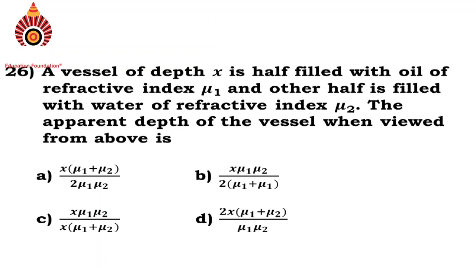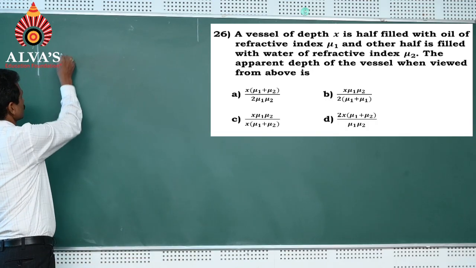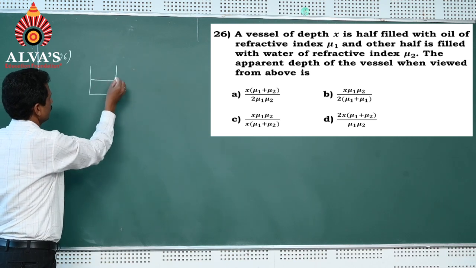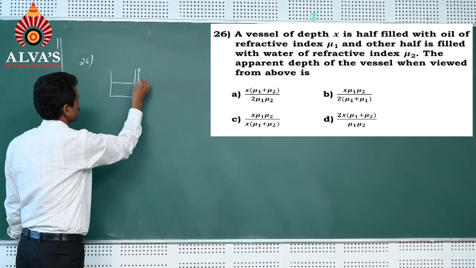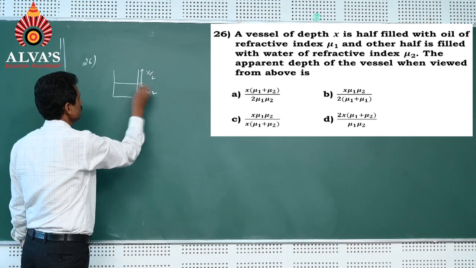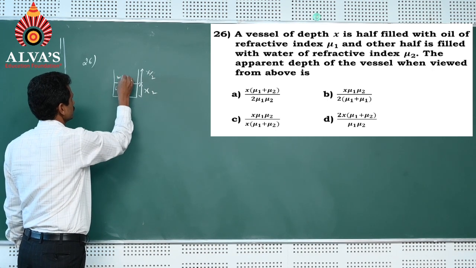Okay, let us go to the next question. Question number 26. A vessel of depth x is half filled with oil of refractive index mu1 and the other half is filled with water of refractive index mu2. The apparent depth of the vessel when viewed from above is. Question number 26. Let us take a vessel like this, half filled. This is, let us take x by 2.